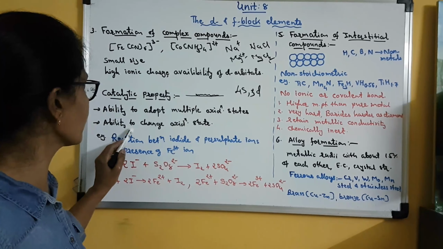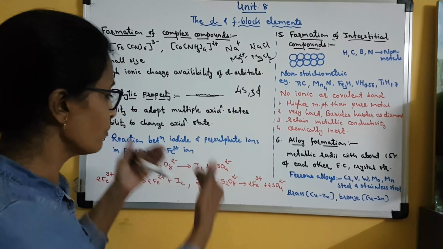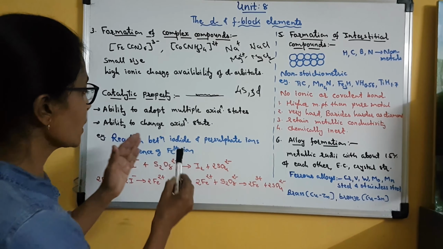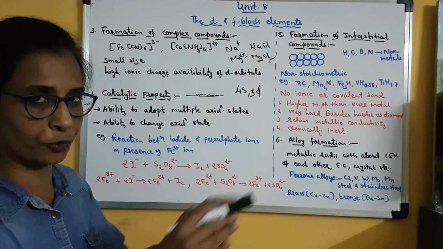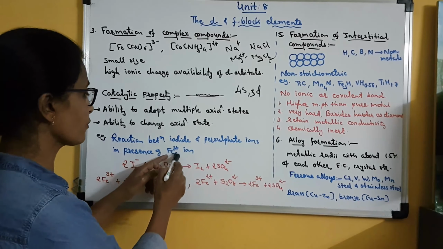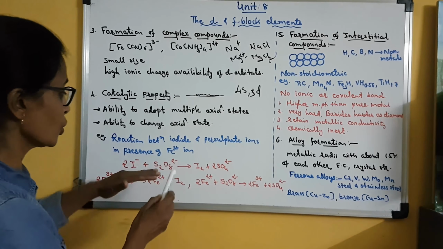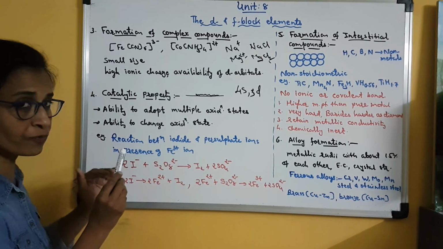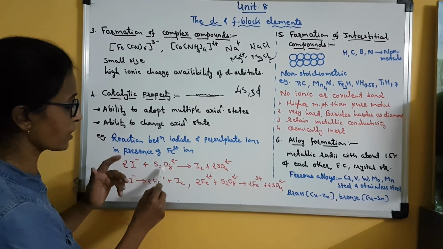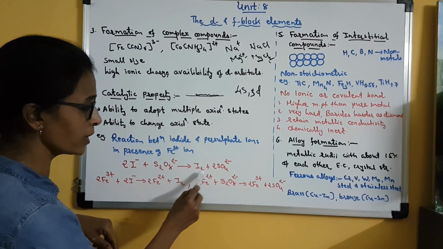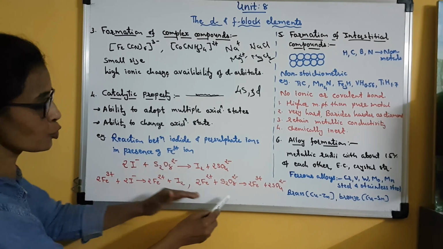So here, in order to understand the second point, that is the ability to change oxidation state, we will take one example. Suppose the reaction between iodide ion and persulfate ion is carried out. Clear? In the presence of Fe3+ ion. Ferric ion is used as a catalyst. See, the reaction seems very simple in the first step: two iodide ions will react with persulfate ion to give iodine and sulfate ion. This is the reaction. But actually it takes place in two steps.